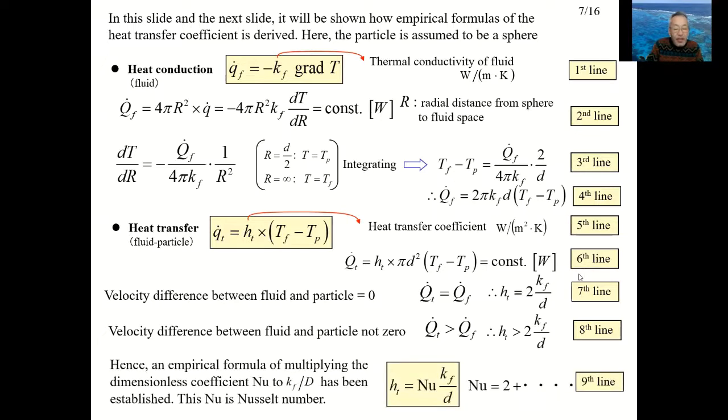Therefore, the general formula for the heat transfer coefficient is expressed by multiplying kf by d by an empirical coefficient Nu. The coefficient Nu is called the Nusselt number after the researcher's name. When the fluid does not convect, the Nusselt number has the minimum value 2.